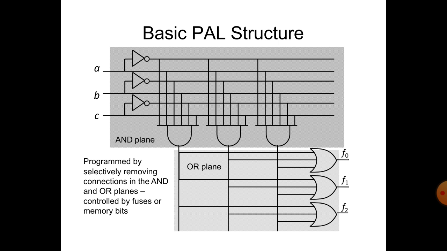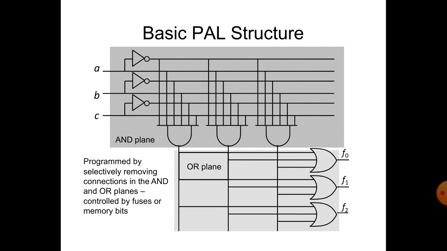And this is a basic PLA structure. Here we have A, B, C, and the inverters A bar, B bar, C bar. So that input will be given to the AND plane. That AND plane output will be given to the OR plane. It is programmed by selectively removing connections in the AND and OR planes, controlled by fuses and memory bits.